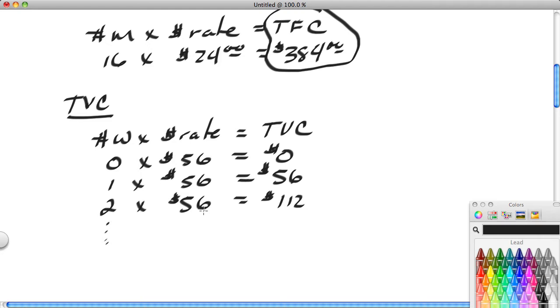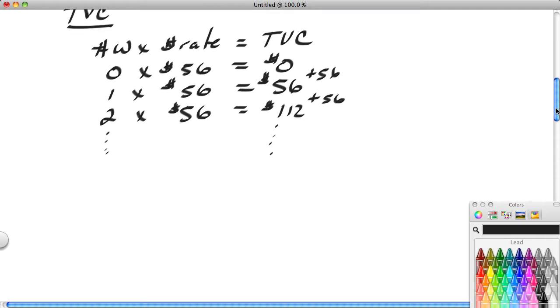You can see as we add workers, the rate doesn't change per worker. We pay workers all the same rate. We assume they're all equally qualified, equally motivated, equally drug-free, etc. And therefore, total variable cost is increasing at a constant rate. This is increasing every time by 56. So you could actually fill in an entire table here just by increasing the total by 56. All right, let's move on.